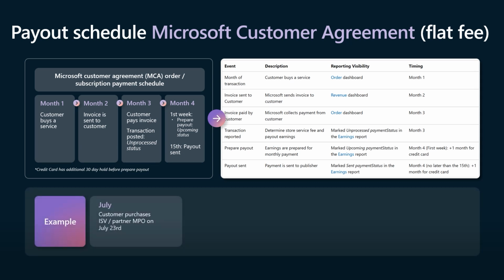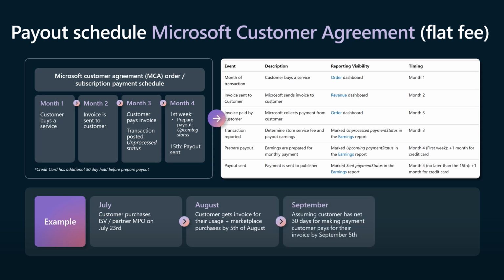So again, let's take a look at an example. Here we are in July. Customer purchases their offer on the 23rd. Now, the customer will receive the invoice for their usage and marketplace purchases on the 5th of August. Assuming the customer has a net 30 days payment term, the customer pays their invoice by September the 5th. And therefore, Microsoft issues the payout to the ISV and the partner on the 15th of October.